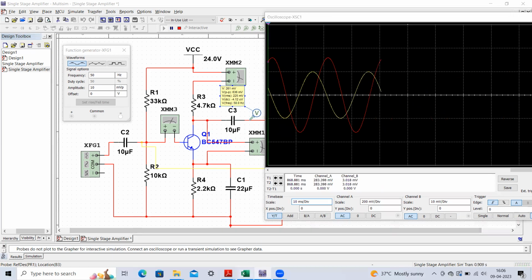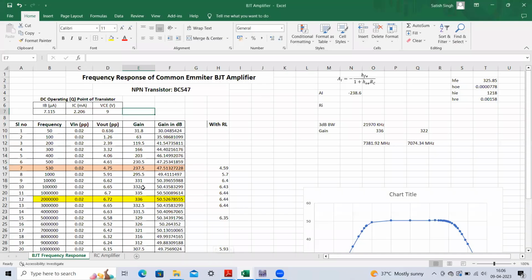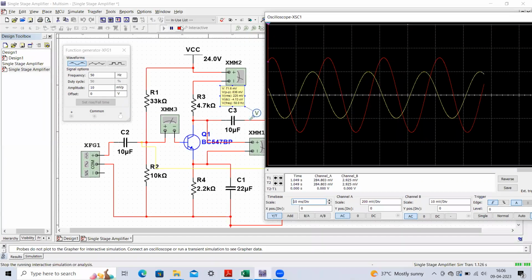This value I have already noted down here in this Excel sheet. For 50 hertz frequency, the V input peak to peak signal is 20 millivolt, which will be kept constant throughout the experiment, and the V output peak to peak we are getting is 0.636 volts. Now we have to change this frequency. We have to make it 100, 200, and so on. So let me do this. Let me make it 100 hertz.